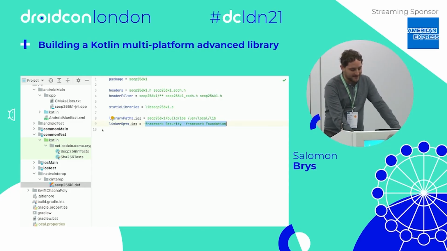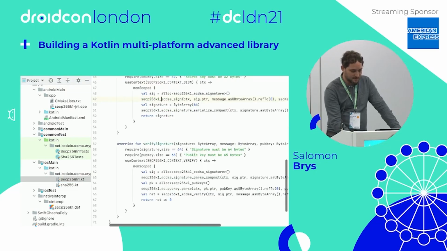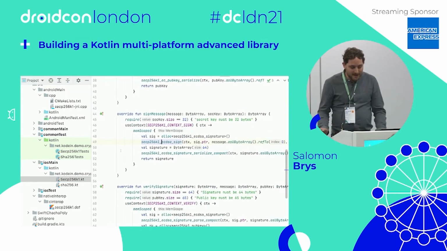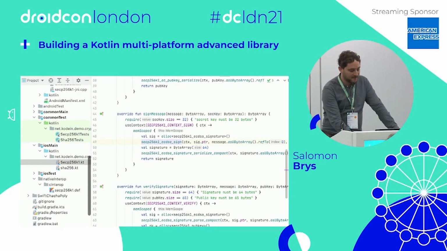So once you have that, you run the C-interop Gradle task, and let's open the iOS. And voila, you have the SecP256K1 functions directly in your Kotlin source code. So that works. I forgot a step.